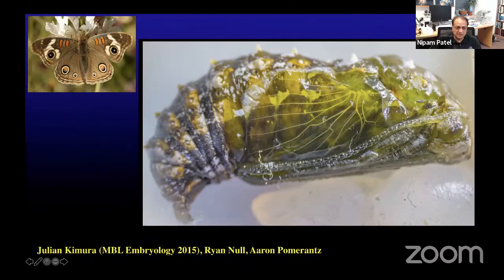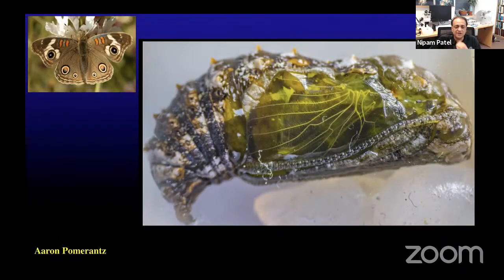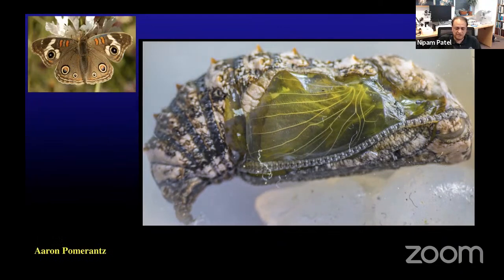The way we do this most commonly in the lab is we actually remove the imaginal disc for the forewing. The animal will then pupate, and it will actually not have a forewing, but it also won't have the pupal covering on that side. And so then we can see down to the normal hind wing. And this was a technique initially developed by Julian Kimura when he was actually a TA in the embryology course here at the MBL. So here you're seeing actually a movie made by Aaron Pomerantz.